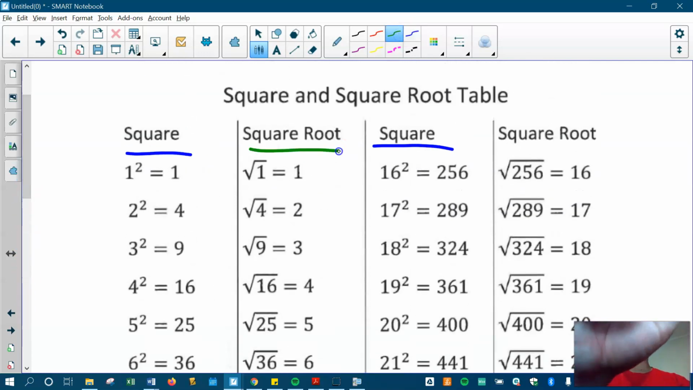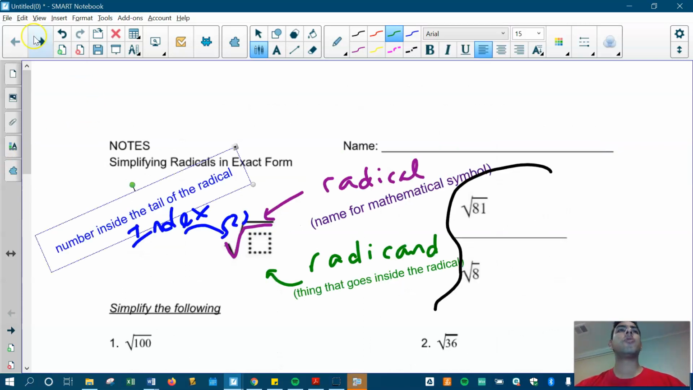And then these two are the square roots, which is basically it takes these and reverses it. So the square root of 4 is 2. And I would recommend keeping this paper on you at all times, even if you're going to a grocery store, because you never know when you could use it.